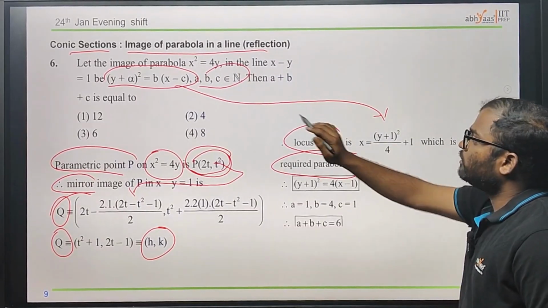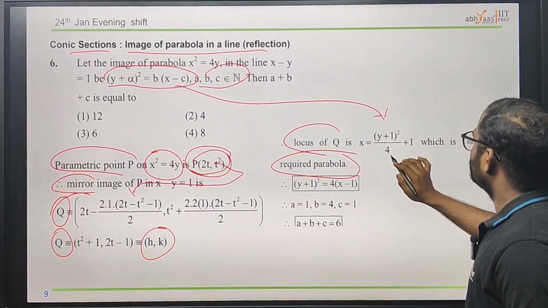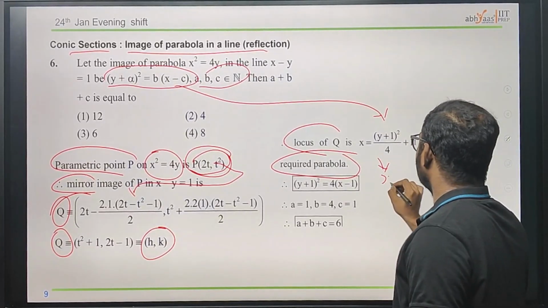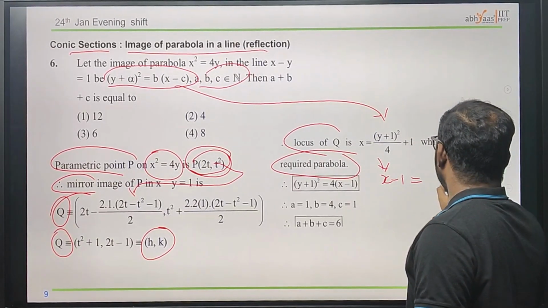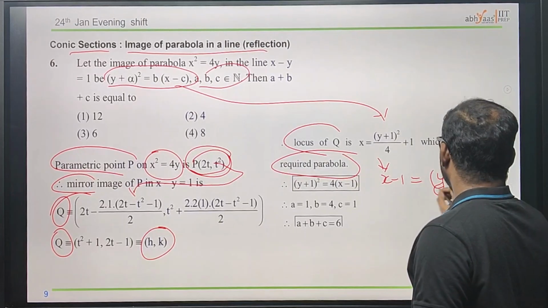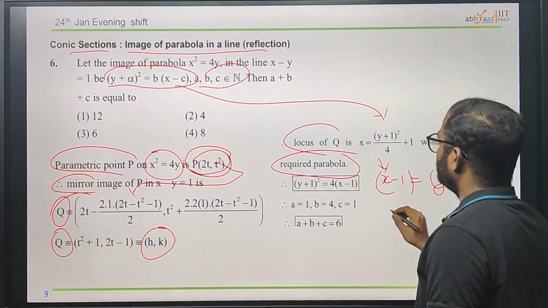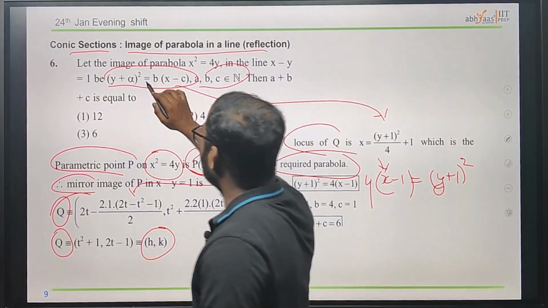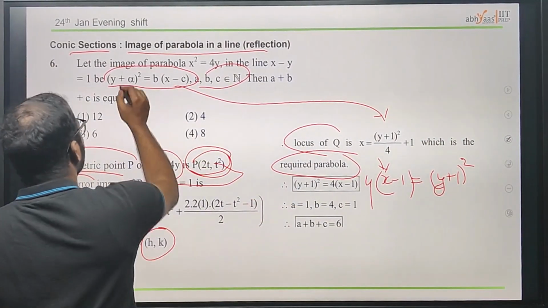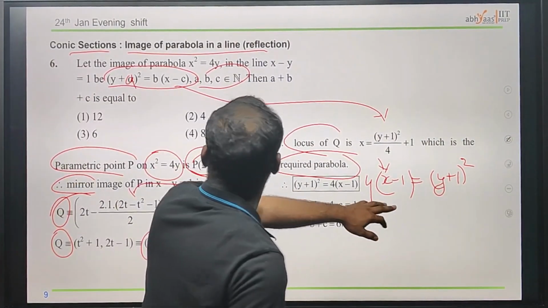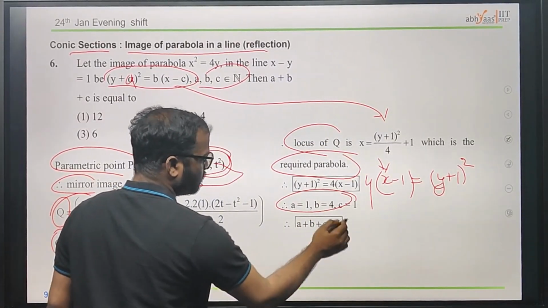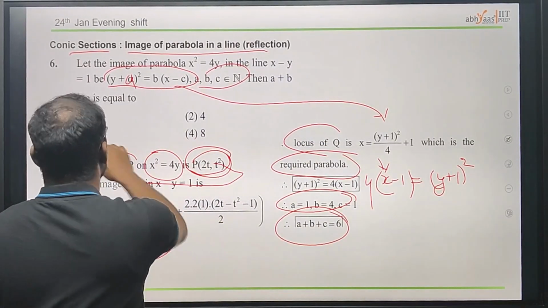Now b is equal to 1 by 4. Sorry for that, this will be written as x minus 1 equal to (y plus 1) whole squared by 4, that is, 4 into x minus 1. So c is equal to 1, b is equal to 4, and a is what? a is 1. That's how we substituted those values. We got 6 as the answer.